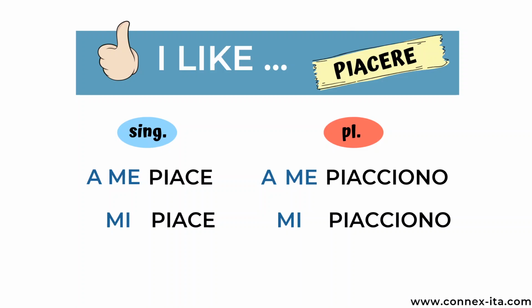In Italian, we use the verb piacere in the following way. If what you like is singular, then we use the third person singular of the verb piacere. A me piace or mi piace. Whereas, in case you are talking about something in the plural, the verb will also change and becomes a me piacciono or mi piacciono. These two forms are the same, but the second one is probably the most common. A me piace, a me piacciono, mi piace, mi piacciono.